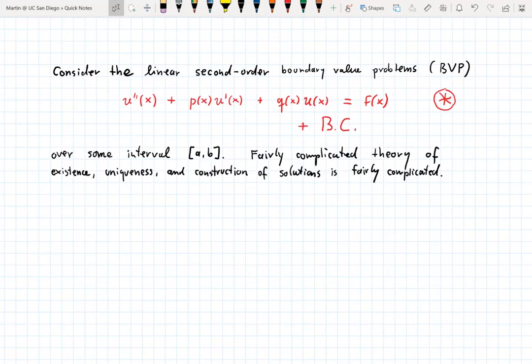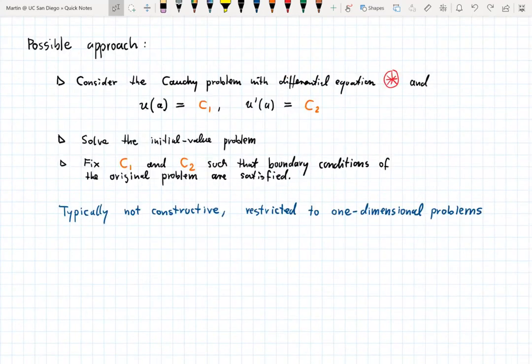But how could we construct a solution to that boundary value problem? Well, one possible approach actually uses theory for initial value problems. So we have the same differential equation, but let's suppose we consider the Cauchy problem associated with that differential equation, and some arbitrary initial conditions at the left endpoint of the interval. Since it is a second order differential equation, we pick an initial condition for the function u itself and also for its first derivative. So u(a) = c1 and u'(a) = c2, where c1 and c2 are just some arbitrary constants.